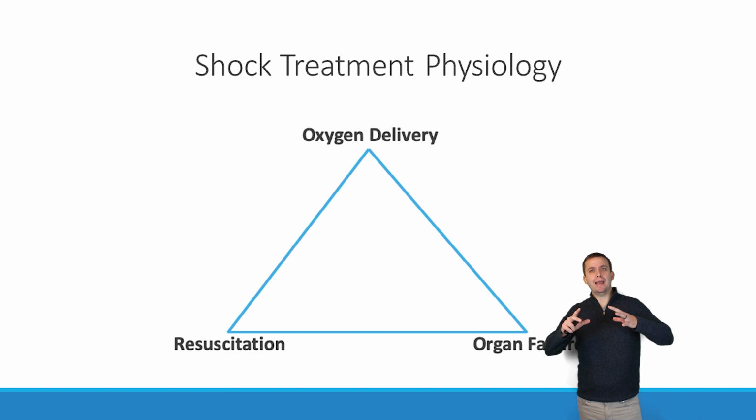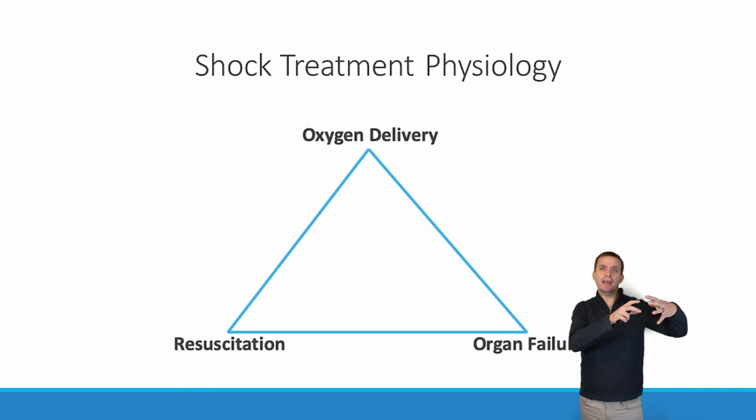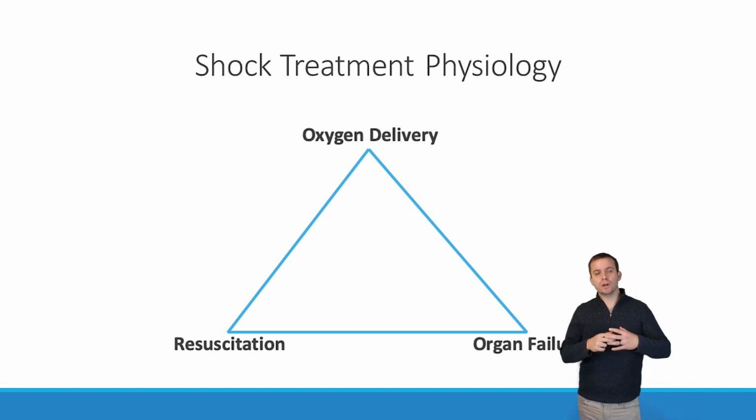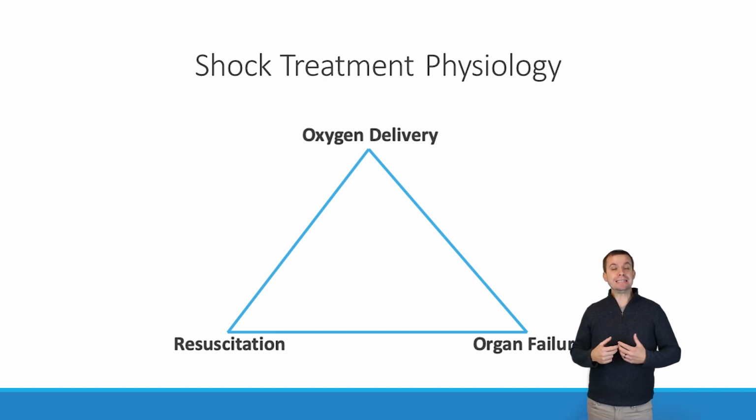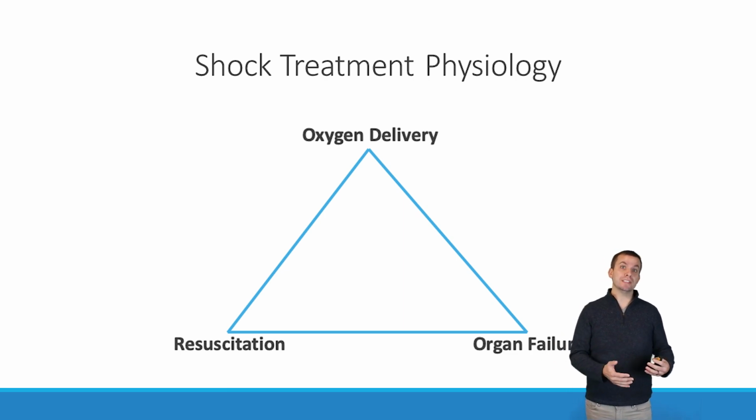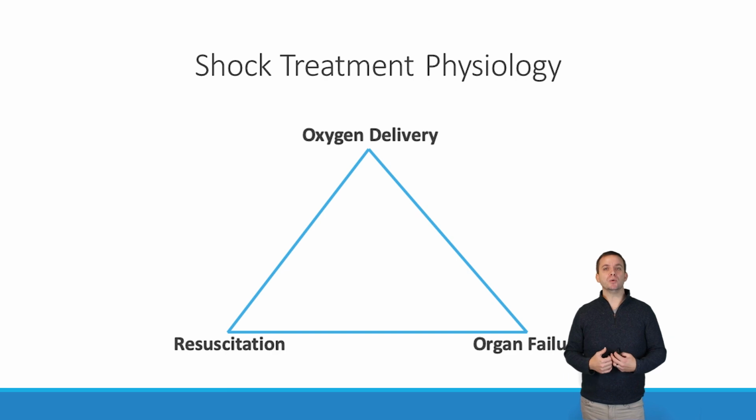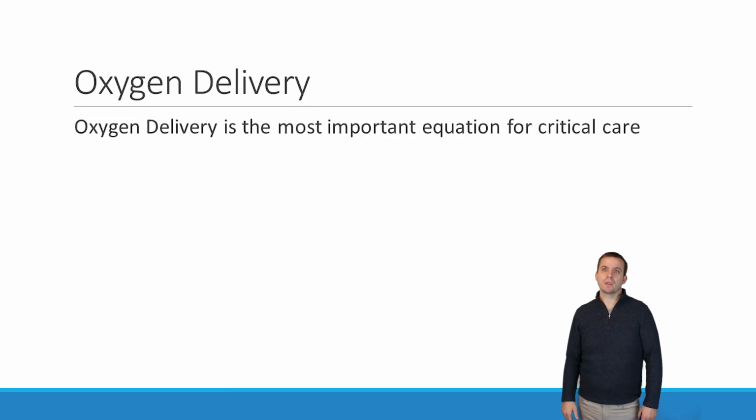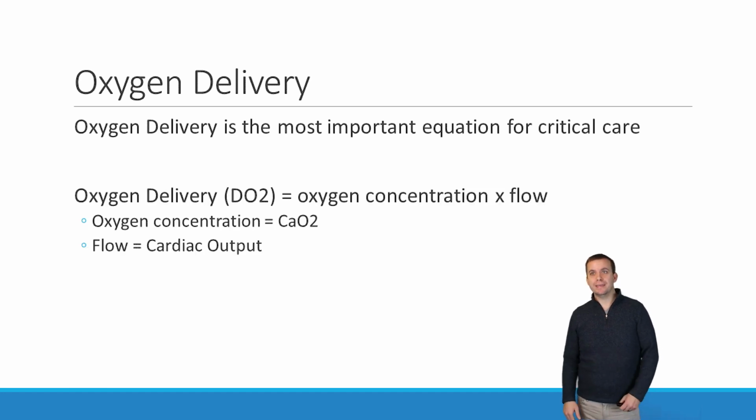Here's kind of a triad that I think about: you have somebody that's in organ failure and you're working towards resuscitation. In order to do resuscitation, you need oxygen delivery. And organ failure is usually a decrease in oxygen delivery that's leading to the organ failure. So if you can resuscitate them, you're trying to improve oxygen delivery to your organs to get them out of failure. It is the most important equation for critical care.